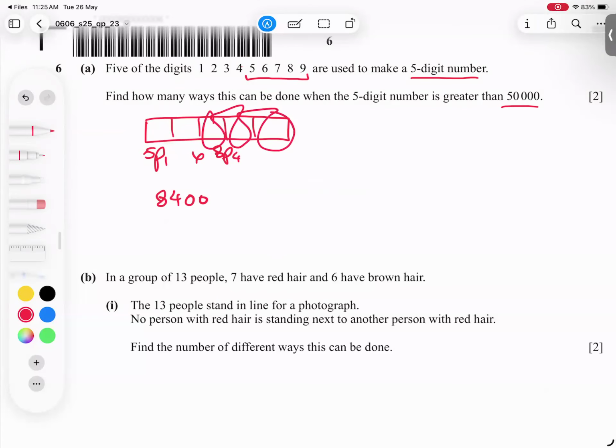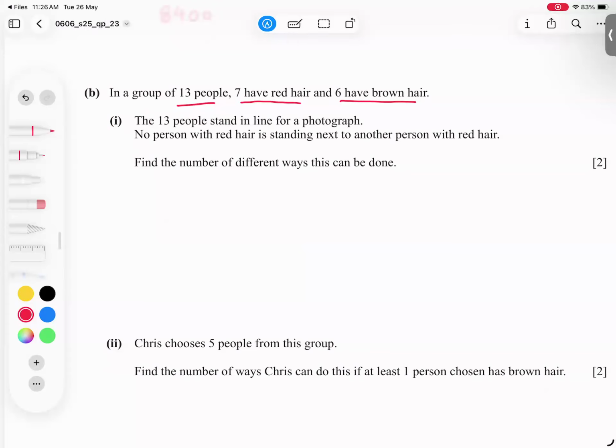This is a separate part. In a group of 13 people, 7 have red hair and 6 have brown hair. The 13 people stand in a line for a photograph, and no person with red hair is standing next to another person with red hair. It means they must be separate from each other. Find the number of ways this can be done.